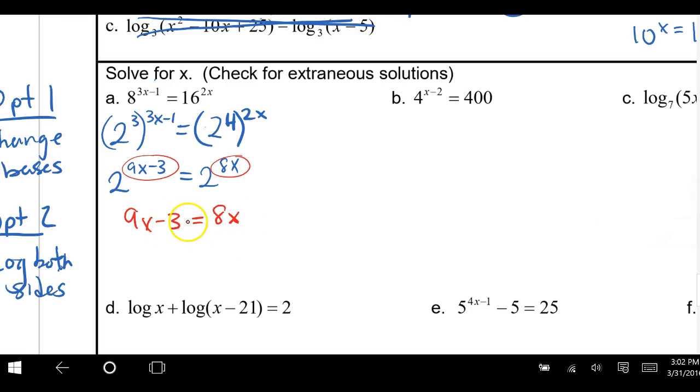So what I'm going to do is subtract 8x from this side and add 3 to this side. That will take away this 3 from this side and take away this 8x from this side. But again, whatever we do to one side, we have to do to the other. So minus 8x here and plus 3 here. And now I end up with x equals 3. Problem solved.